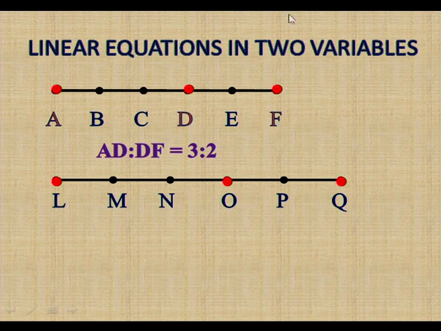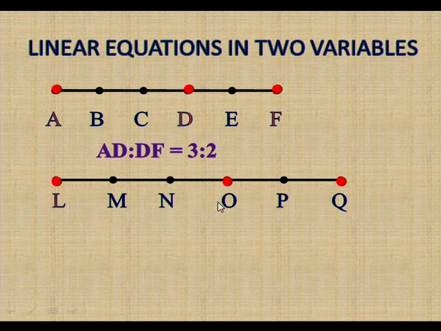Now, how many parts are there from L to O? There are 3 parts. Similarly, from O to Q, how many parts are there? 2 parts. But please see the length of each part in the first case is comparatively smaller than the length of the part in the second case. That means this is bigger when compared to the previous one, but still the number of parts are the same.